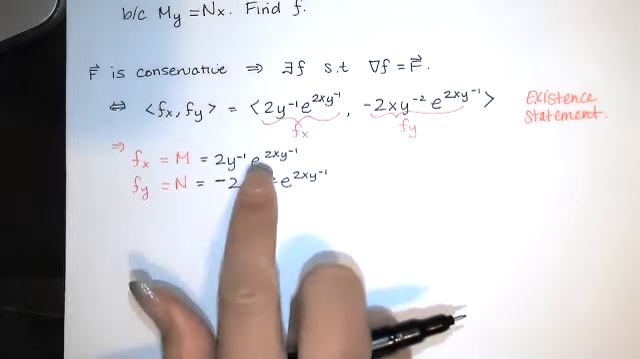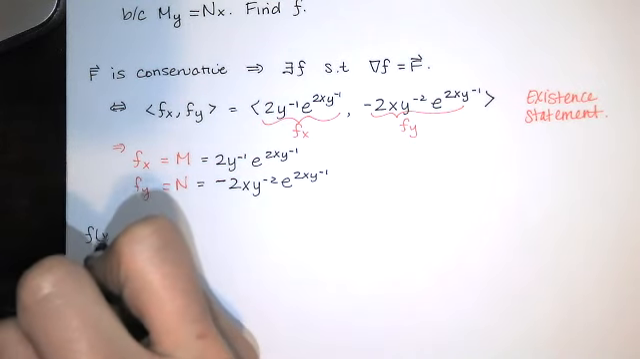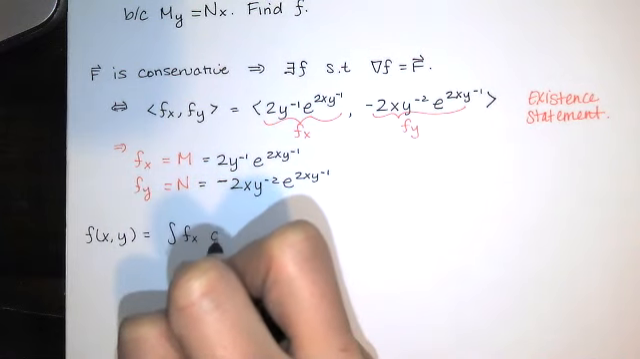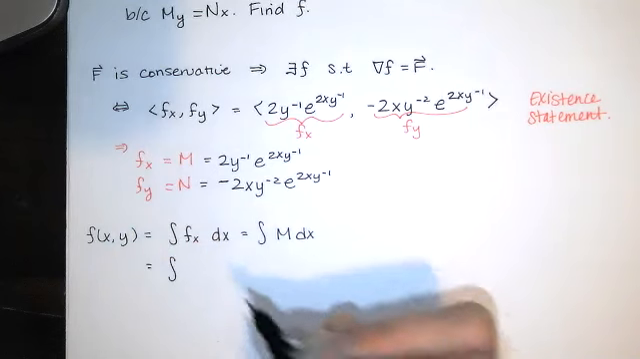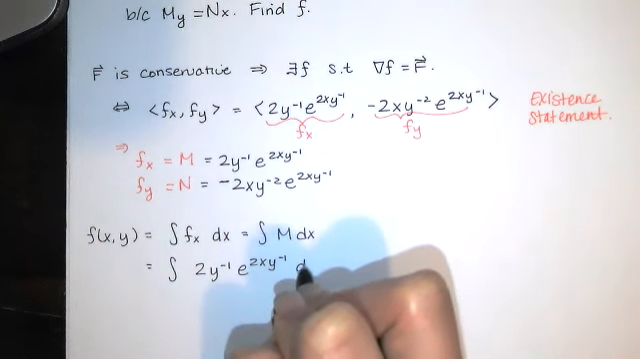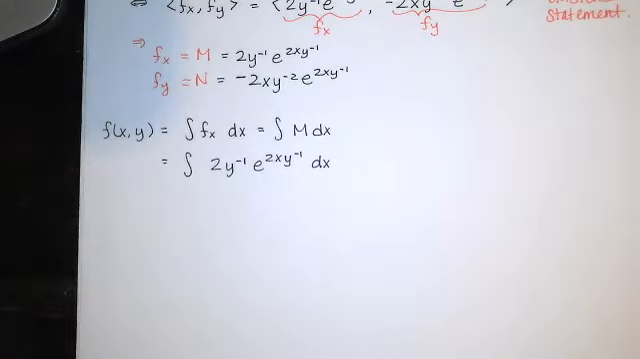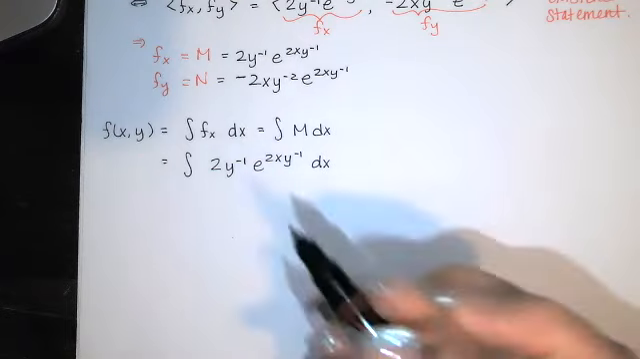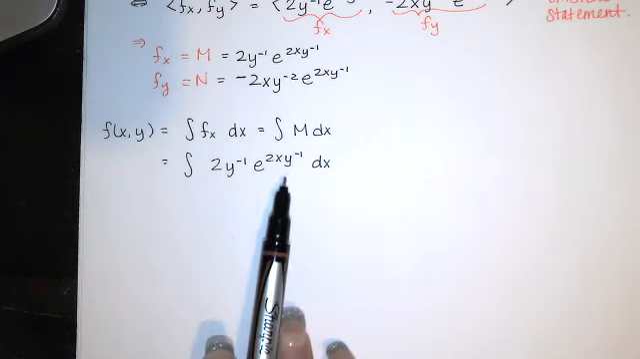If I know the derivative of f with respect to x, if I want to get rid of that derivative, I just anti-differentiate with respect to x. So f of x, y is the antiderivative of the derivative with respect to x, which in this case is M. So we're going to take the antiderivative of 2 times y to the negative 1 times e to the 2xy to the negative 1, with respect to x, treating y as a constant. Now remember when we did this earlier this semester, when we started the chapter on multiple integration, we did something like this. So now you see how it's useful. This is a partial antiderivative. This will recover f, but not completely, just partially. I'm going to take the antiderivative of this with respect to x.